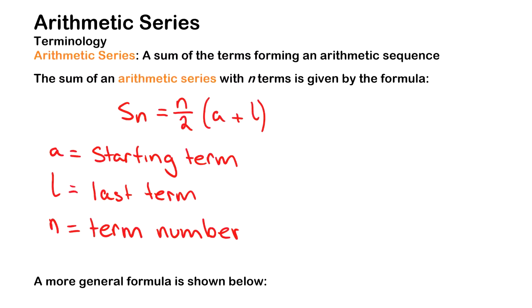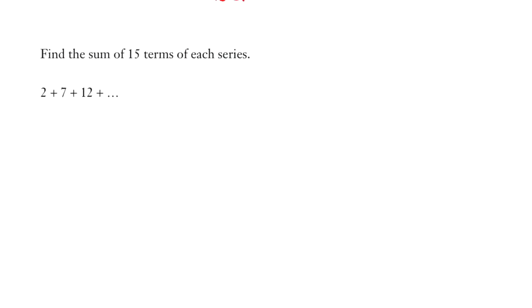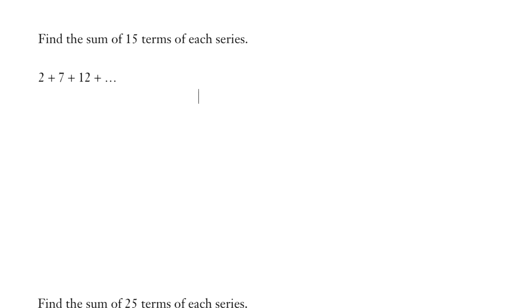There are times when you will not be given the last term. In that case, you can use the formula shown on your screen now. Alright, in this case, you only need the starting term, the common difference, and the term number. So we're going to jump in and do some questions now. Find the sum of 15 terms for each series.